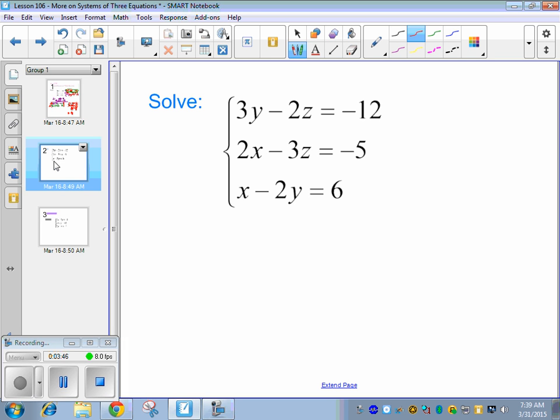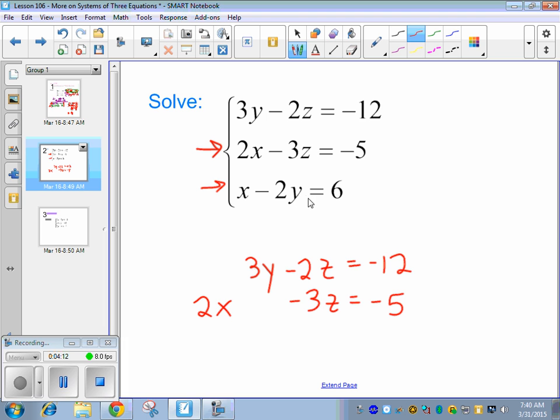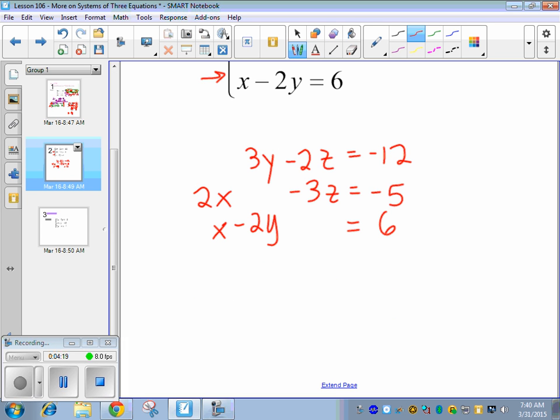All right, so when you write it down, line up x's, line up y's, line up z's, leave spaces. So the first one does not have an x, so I'm going to leave a space. 3y minus 2z equals negative 12. The second one here, we're going to leave a space where the y is, since there's no y. So I have 2x minus 3z equals negative 5. And the last one, we're going to leave a space where the z is. So we have x minus 2y, leave a space, and 6.